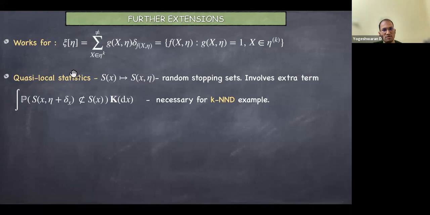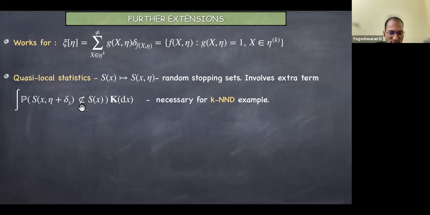You can replace the closed set S of X by a random set, S of X, eta. I said that my functions f and g should depend only on a fixed closed set, depending not on eta, but a deterministic set S of X. But in principle, you can allow it to be random, and you will get an extra term, which is a truncation term. This is important for the k nearest neighbor example.